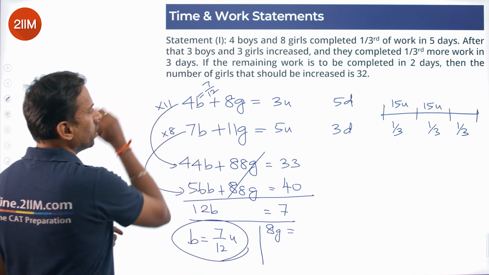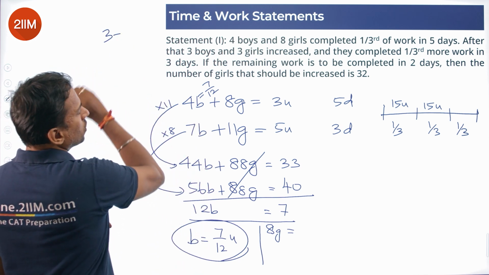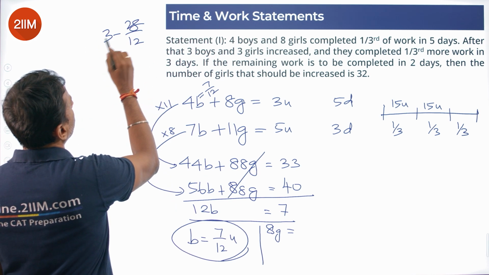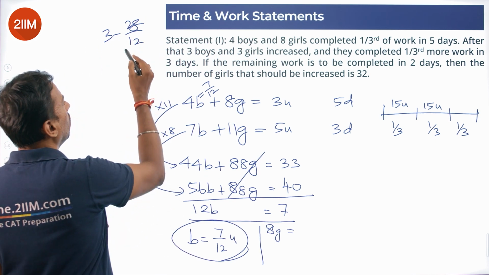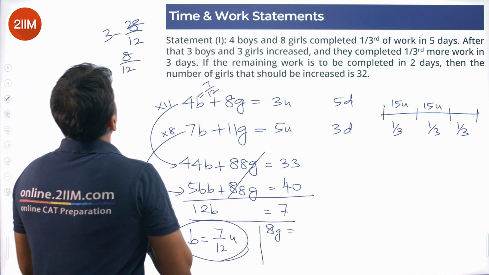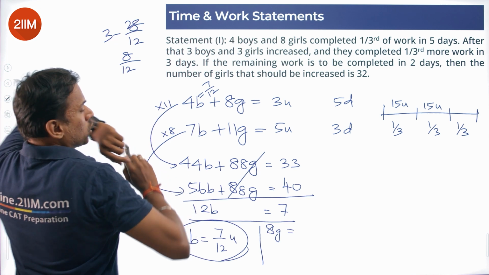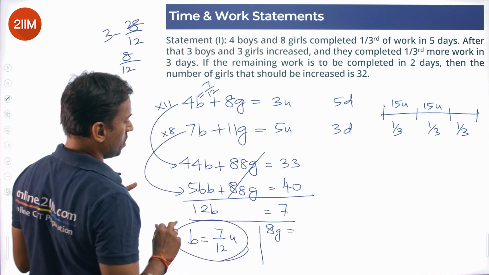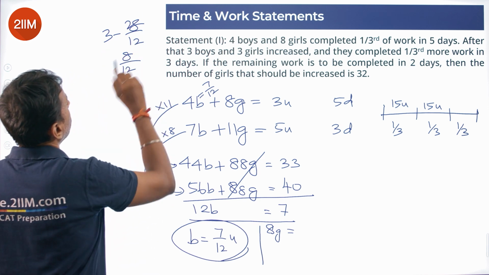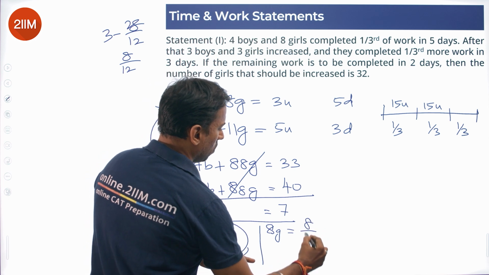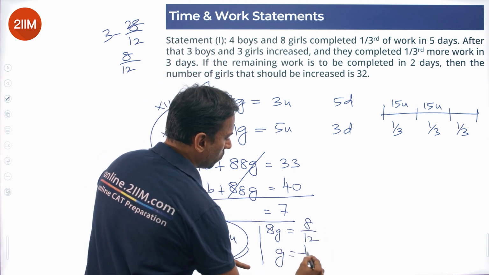So let's finish off here itself. 3 minus 28 by 12. So this will give us 3 12s are 36. 36 minus 28 is 8. Correct. So 8 by 12. That means 8g is equal to 8 by 12, or g is equal to 1 by 12. Finished.